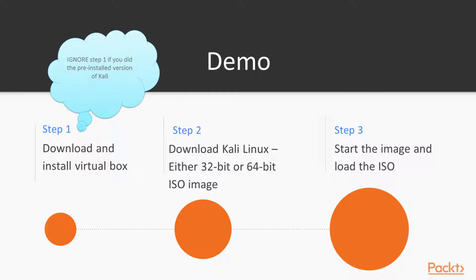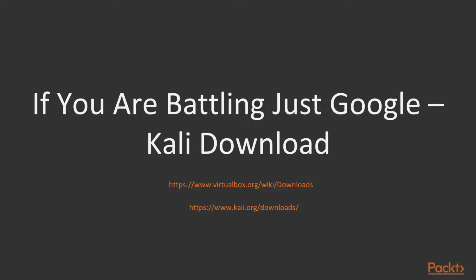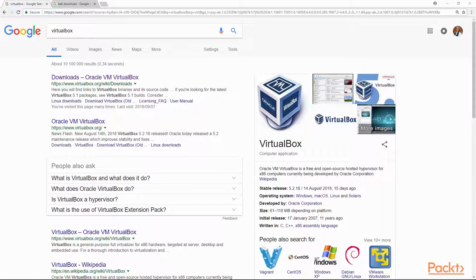In this demo, we will download and install VirtualBox if you haven't done so already in the first video. If you have, sit back and relax on this one. I will show you where to download the ISO that we need to run for the virtual machine, and we will do the actual install. Here is a list of where you can get those things, or you can just Google them.